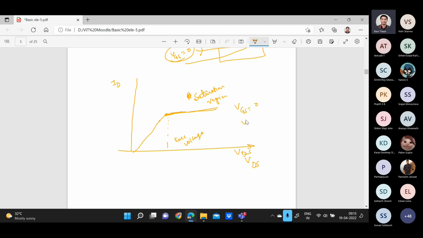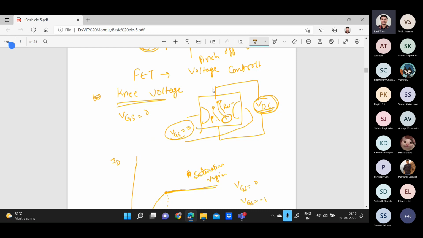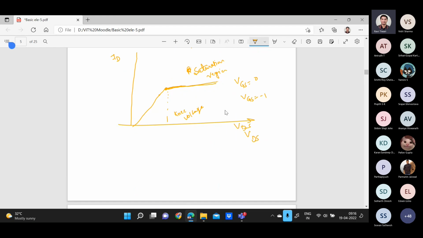Now what we will do, we will reduce the value of VGS in the negative biasing. Negative biasing means here I am applying a negative VGS, equal to -1, for example. So it will increase the depletion width, that will reduce the channel width, and the drain current will reduce. It will be similar, only it will be like this. And this is for VGS equal to -1. If you further decrease the value of VGS, so VGS equal to -2 or -3, you will get like this. So this is called the drain characteristic.